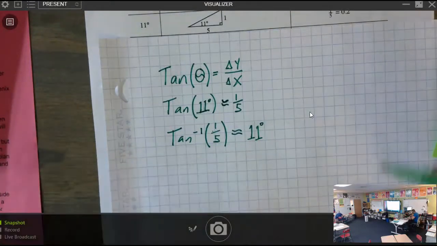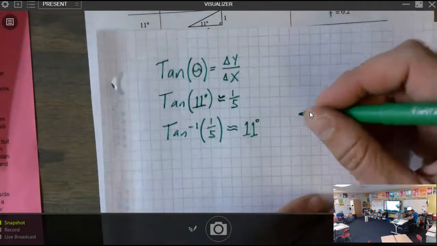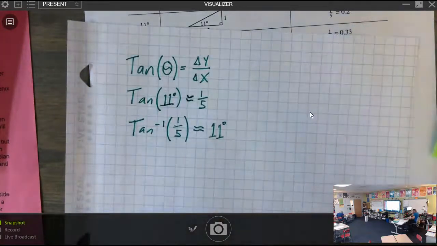Okay, so let's draw this. Here, let's draw this. So we have a reference.